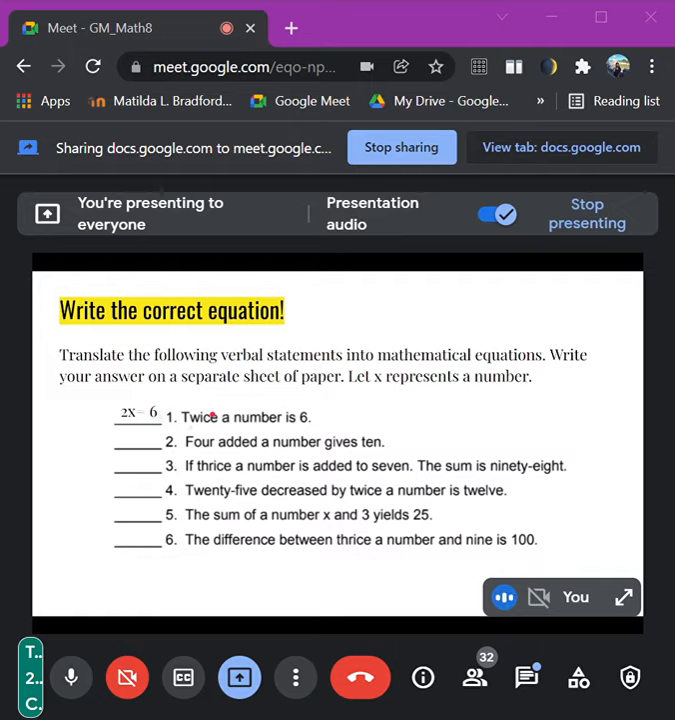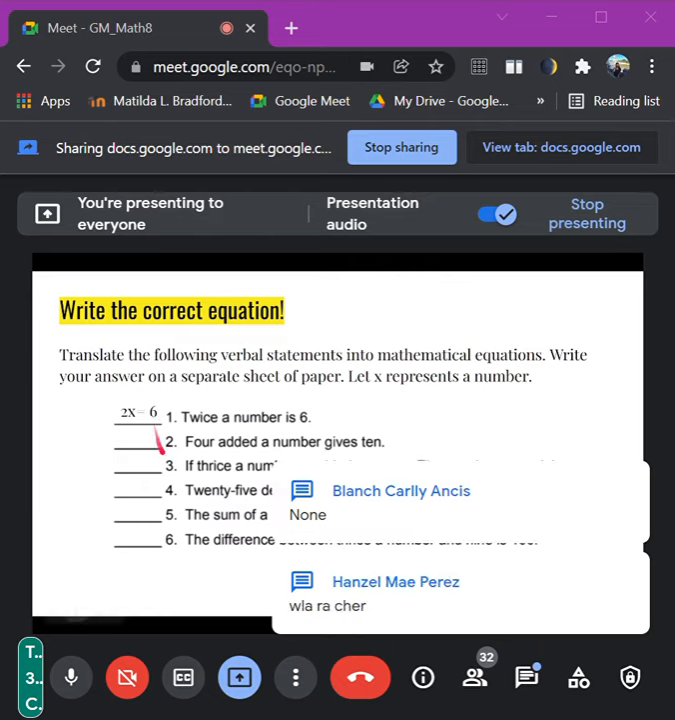If you can still remember, class, this was our lesson when you were in grade 7, which is translating English phrases into mathematical sentences. Now this is mathematical equations, which we use for linear equations in two variables. Okay, questions for number 1, class? 2x is equals to 6. We translated, class, and did not get the value of x.